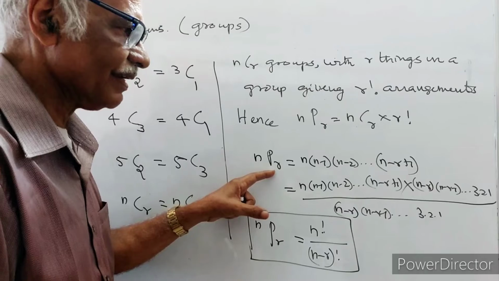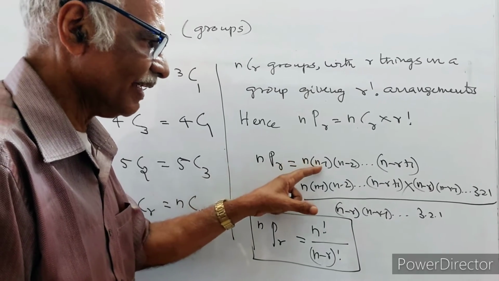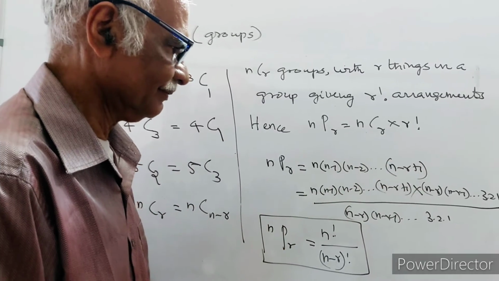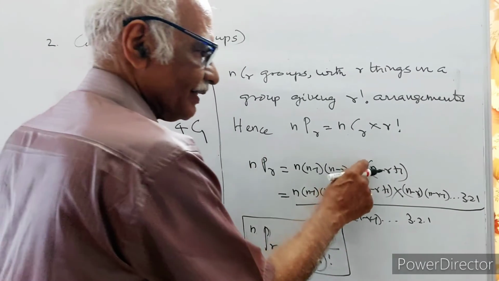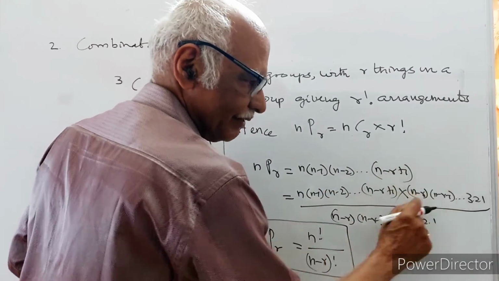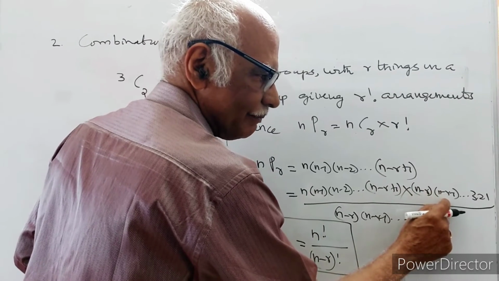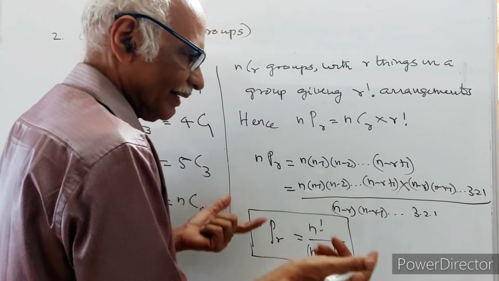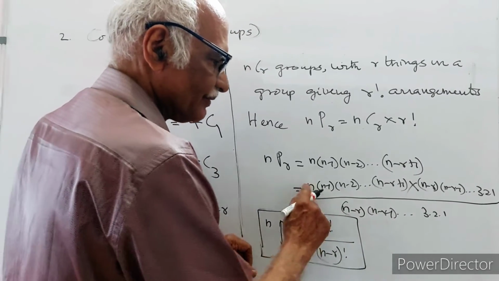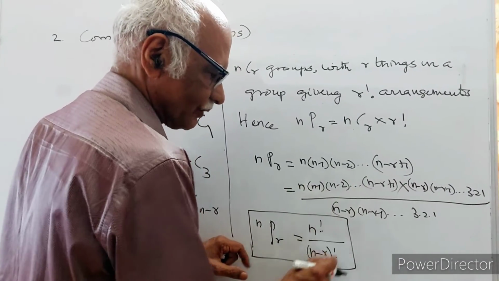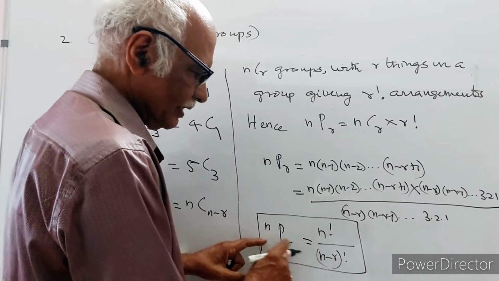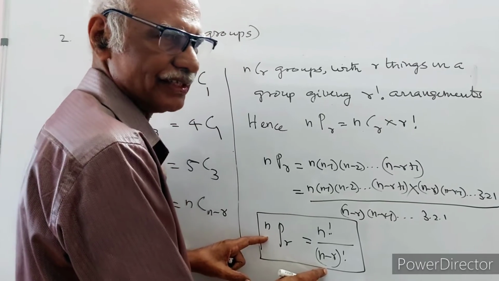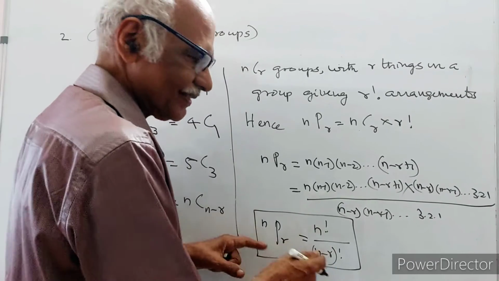Now nPr is actually n(n-1)(n-2) up to (n-r+1). You multiply numerator and denominator by the remaining terms, (n-r)(n-r-1) up to 3, 2, 1. So the final result is nPr is factorial n divided by factorial (n-r). nPr is n! by (n-r)!. Make sure that you get this.